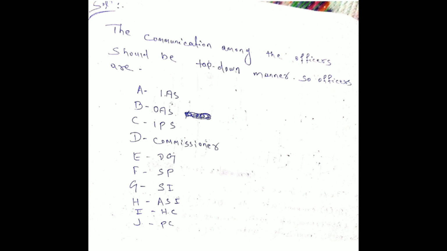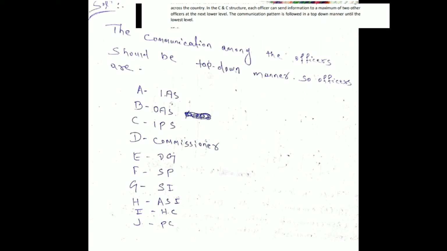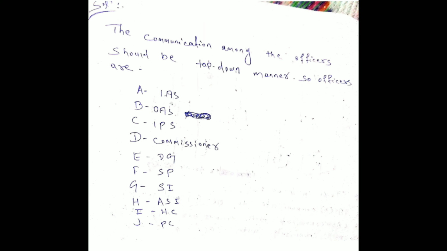Let's see. I am considering police officers, but you can choose as per your choice. Okay. These are the officers and they communicate to each other in a top down manner, meaning highest level post to lowest level. Okay. Draw a pattern as per your choice, but it follows a top down approach.